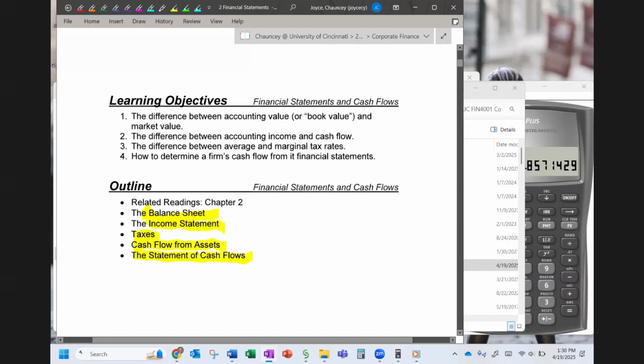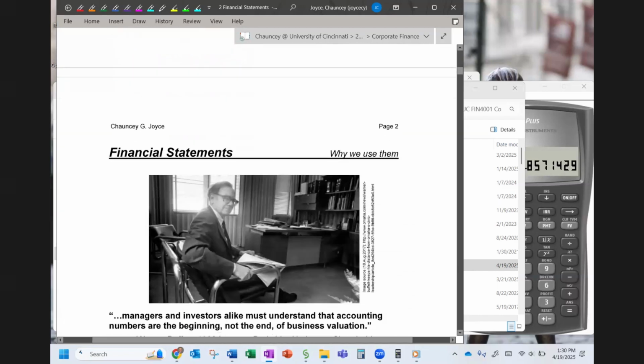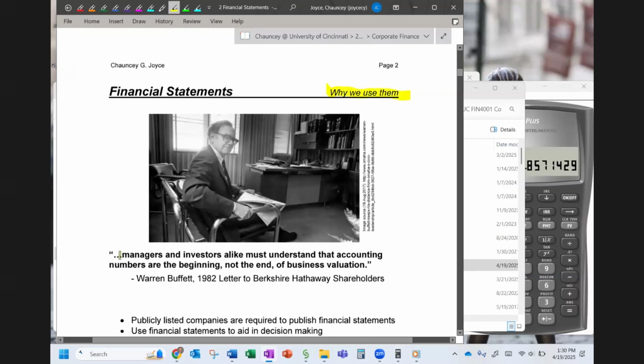So why do we use financial statements? Let's hear from Warren Buffett himself. Managers and investors alike must understand that accounting numbers are the beginning, not the end of business valuation.